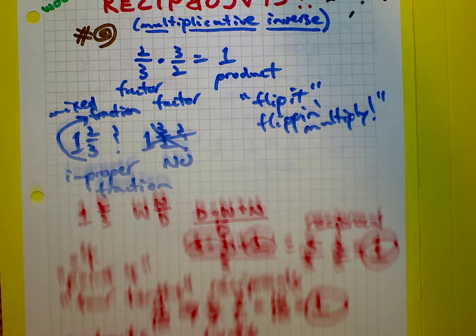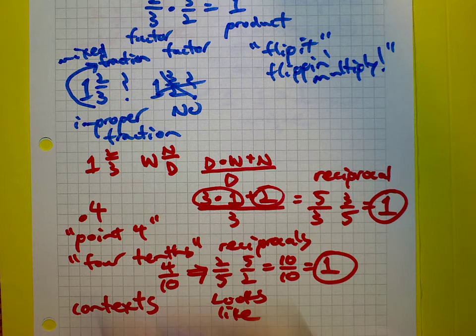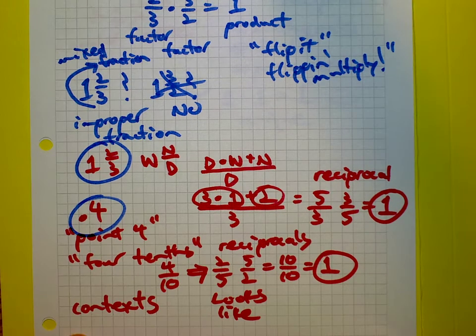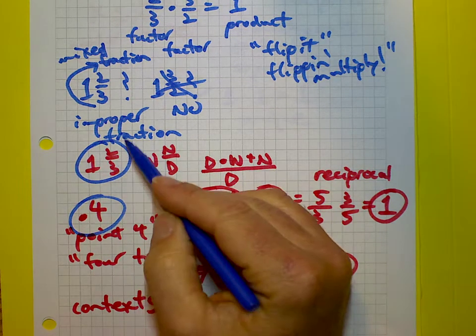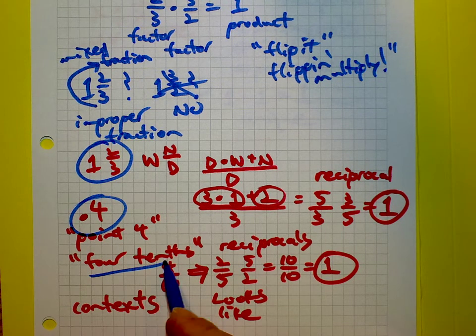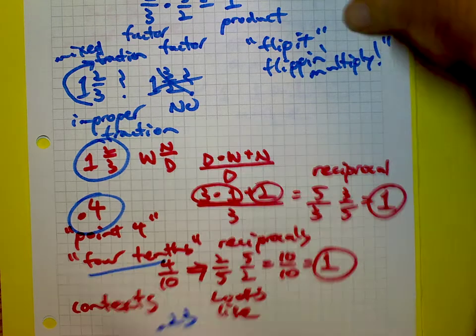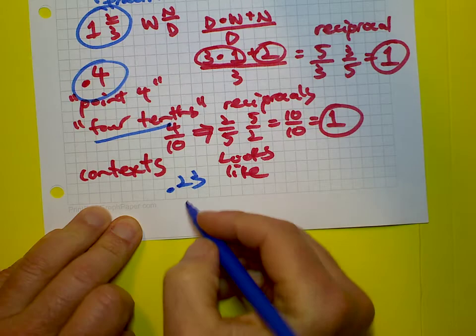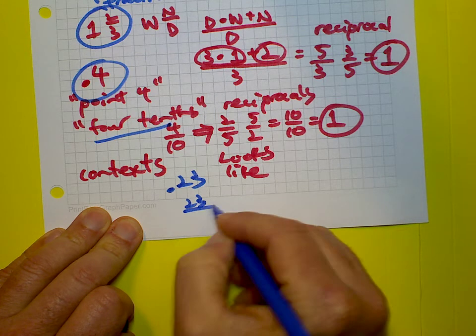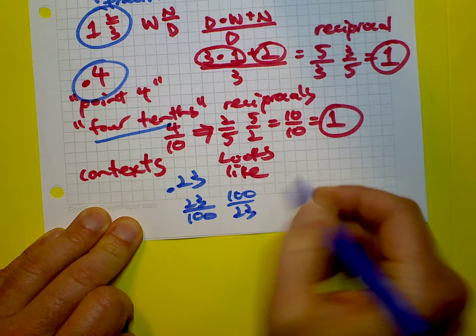Decimals have reciprocals. Mixed numbers have reciprocals. You just have to convert them to improper fractions first. Decimals, you have to say them the right way, and then it will be a fraction. Hey, let's do one more example there. Oh no, there's no reciprocal to that. It's a decimal. Well, how about if you say 23 hundredths? There. Now it has a reciprocal, right? Yay. Okay, good review.